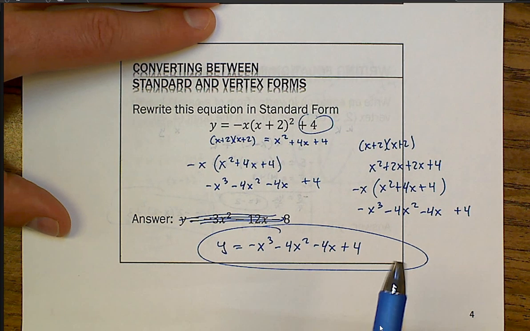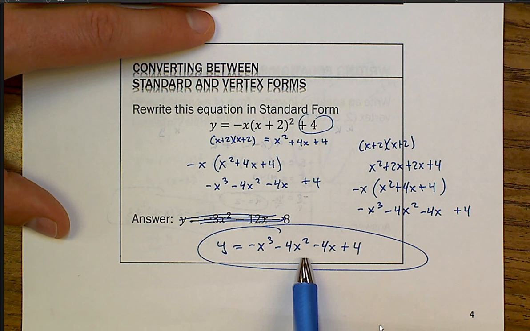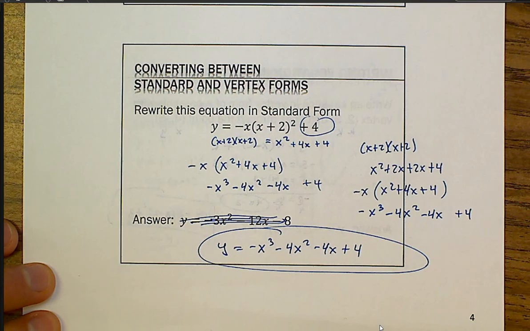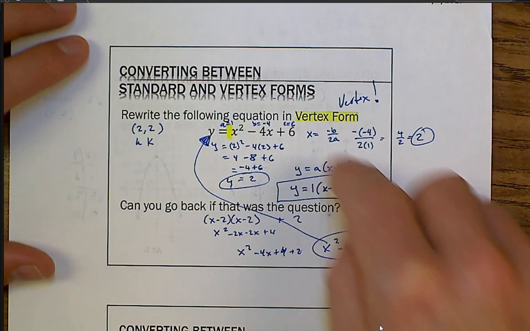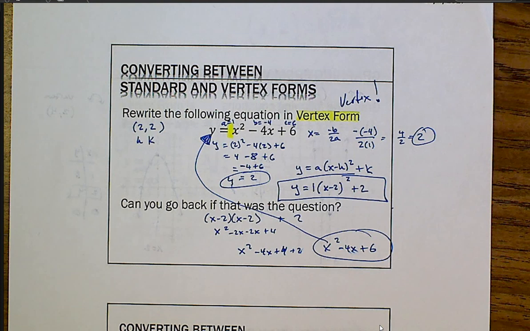So, standard form, okay? That's all you're going to have to do on the assignment. When you come to class for assignment 3, you're going to be graphing, and then you're really going to be going back and forth between vertex form and standard form. Okay? See you in class.